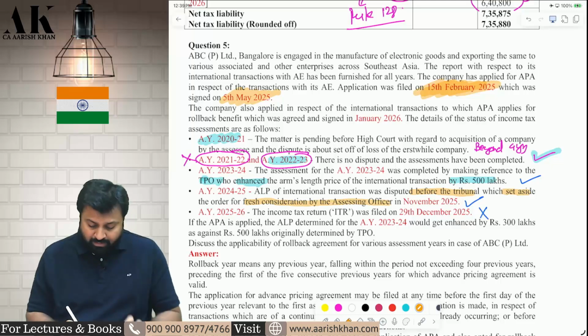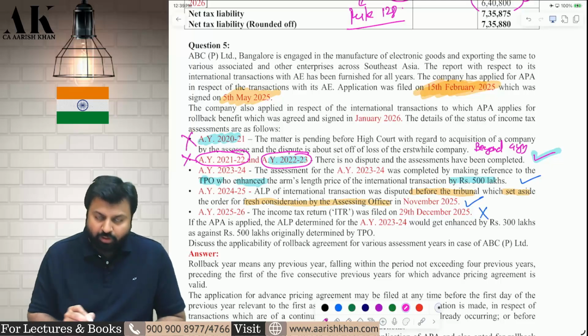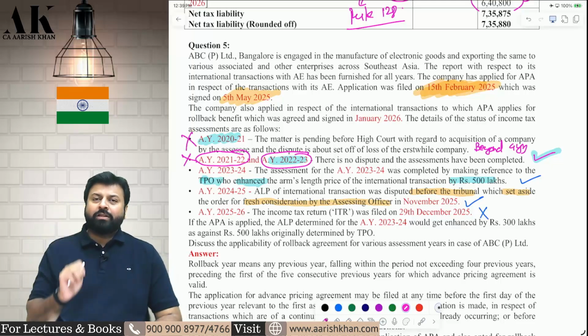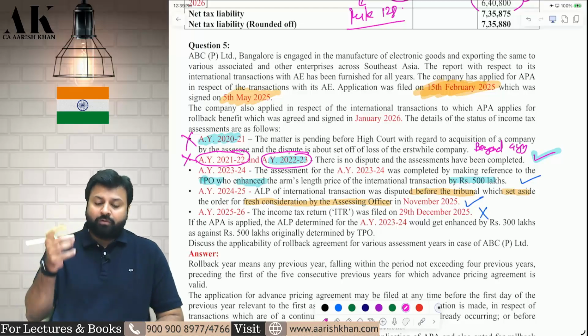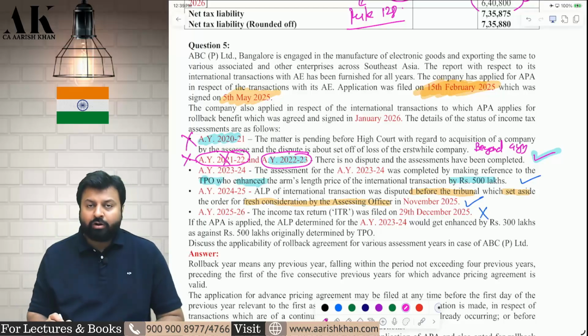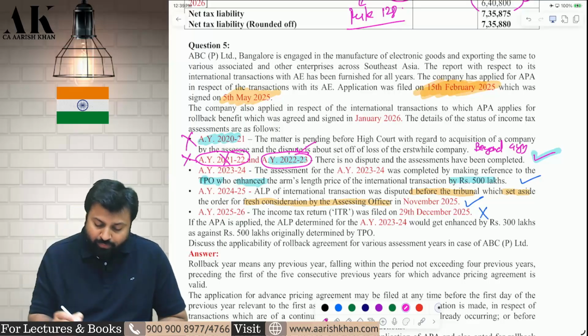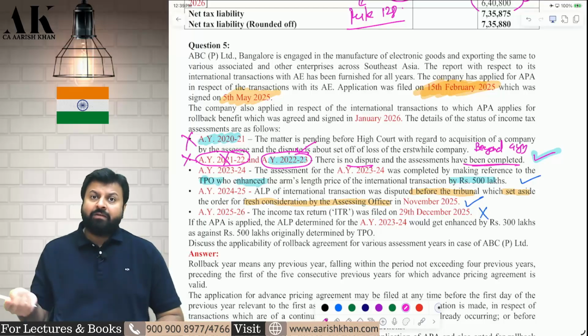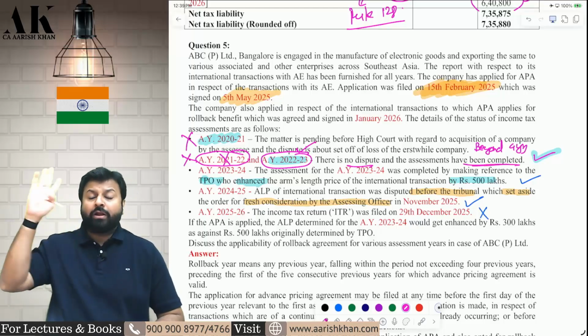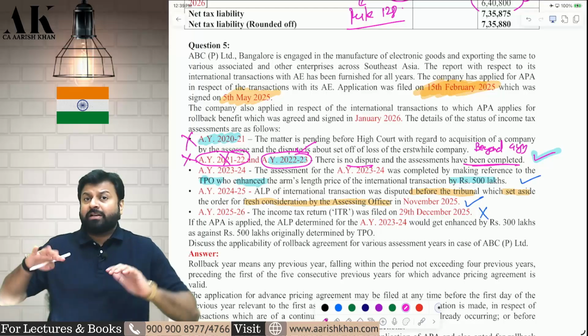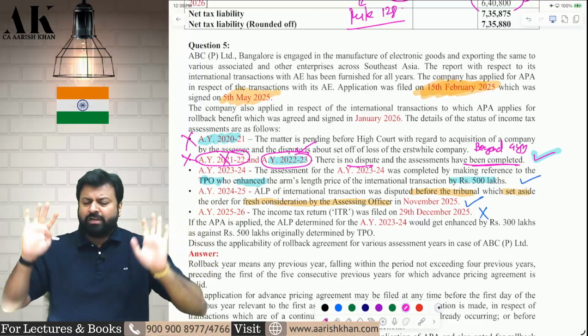For the first year 2020-21 you cannot roll back because you can roll back only for 4 years and 2020-21 is beyond 4 years. Even for 21-22 you cannot roll back, not beyond 4 years. Yes, for 22-23 you can definitely roll back. There is no dispute and assessment has been completed. Even if the assessment has been completed, you can roll back. There is no condition like that.